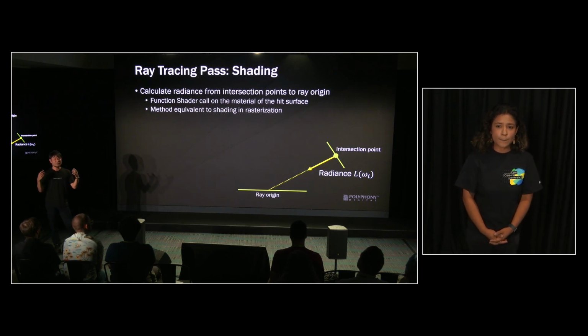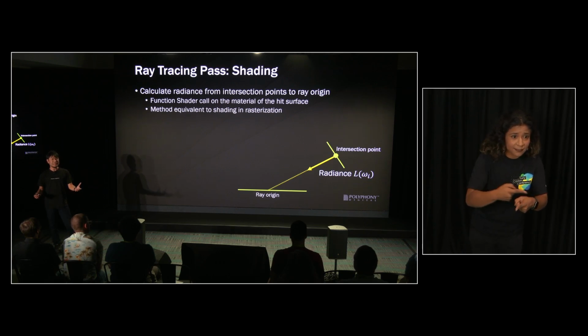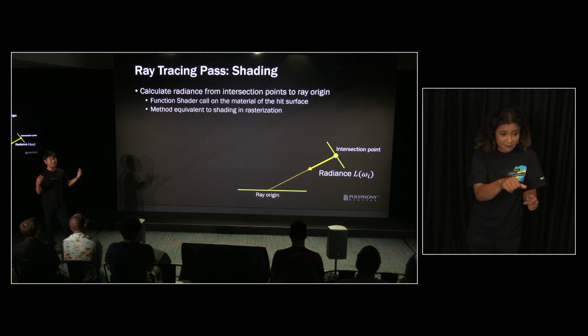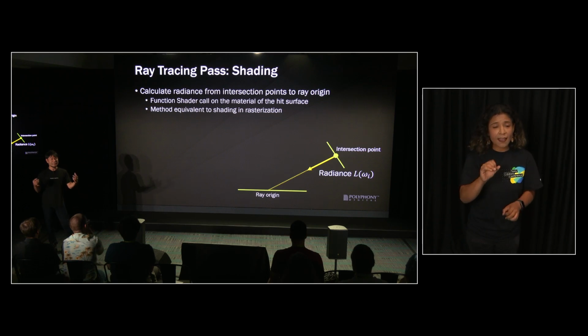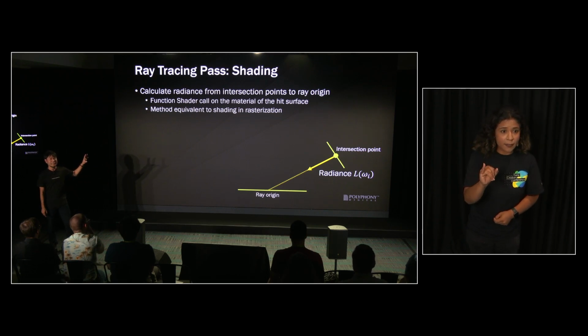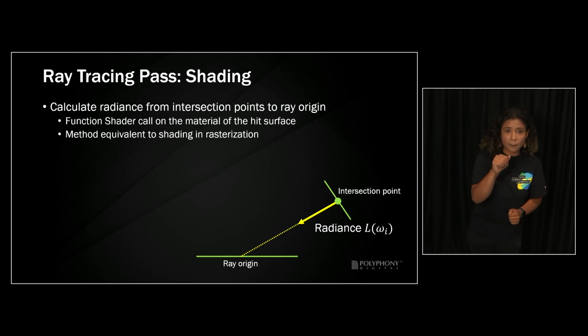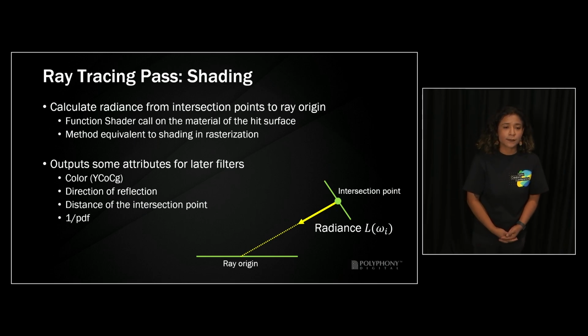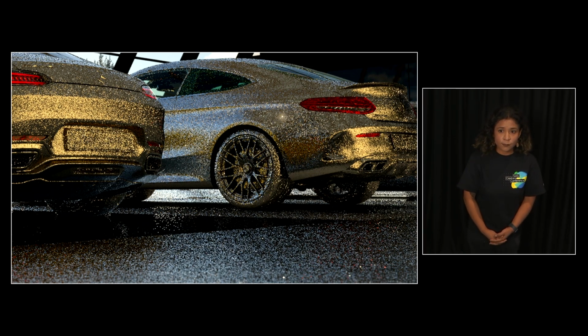Once the intersection with an object in the scene is determined by ray casting, the radiance from that point to the ray origin is calculated. This can be achieved by evaluating the shader associated with the material of the surface. As already explained, this calculation is the same as the shading process in rasterization. And we output some attributes to a buffer for use in subsequent filters. The output at this point is shown in the figure. Okay, so you can see that there is a lot of noise.